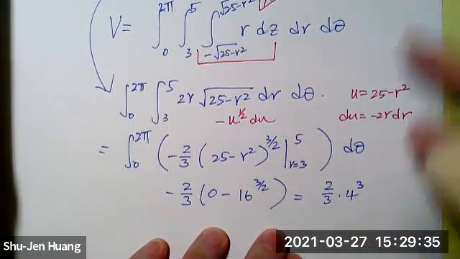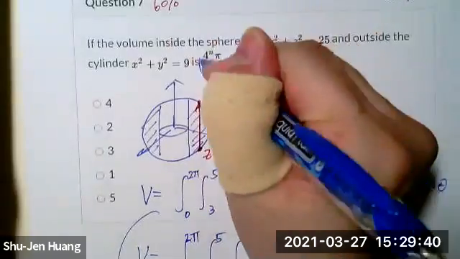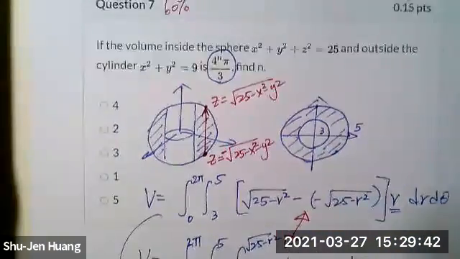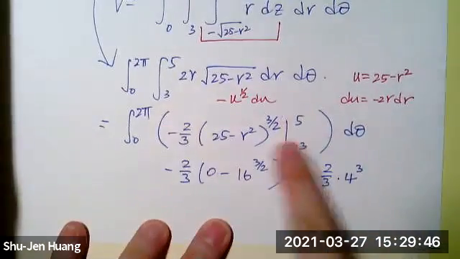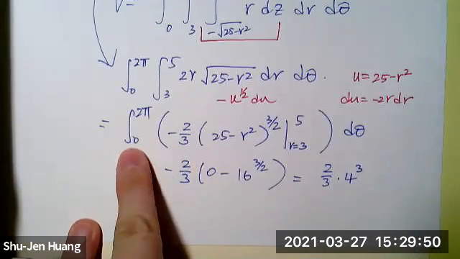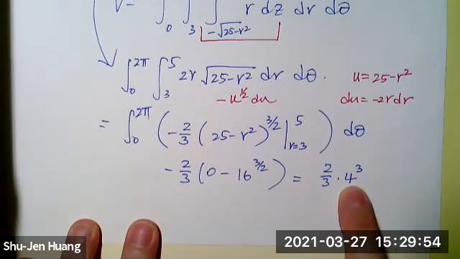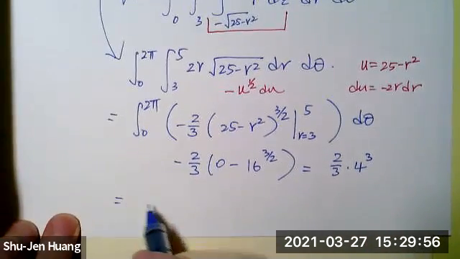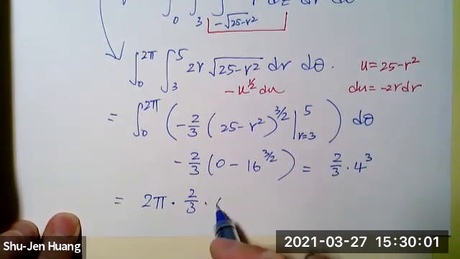The reason we want to leave it as 4 cubed is because, as you can see, the final answer is written in this way. So the inner part here gives us 2/3 times 4 cubed. And now we're going to integrate with respect to theta, and this is just a number. So the final answer is just 2 pi times the number we have here.